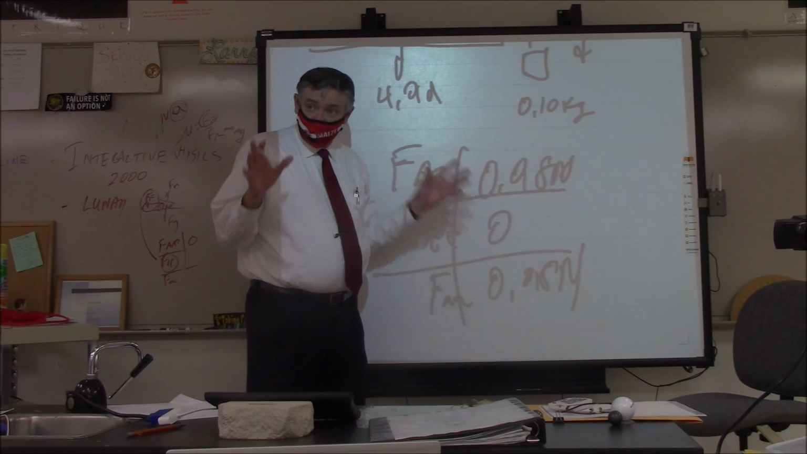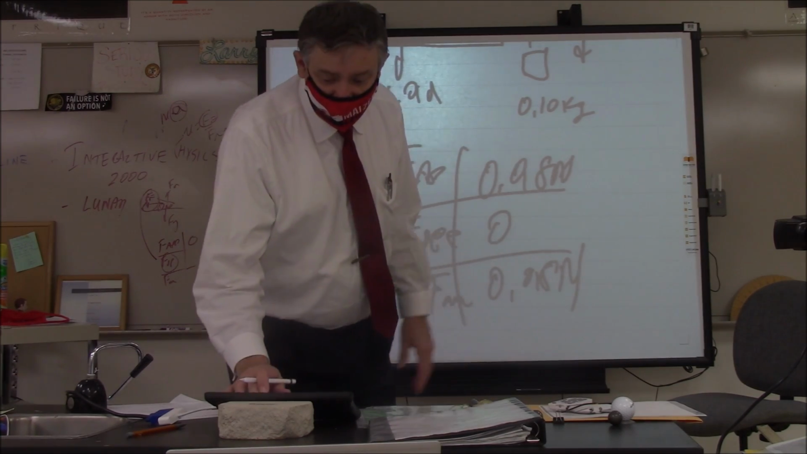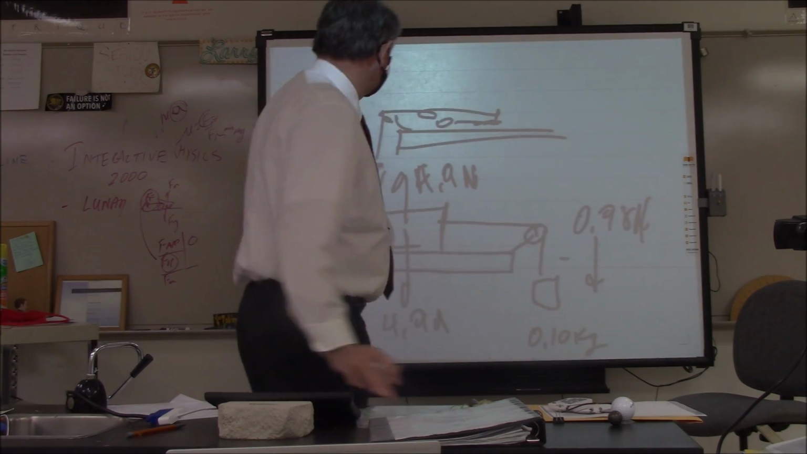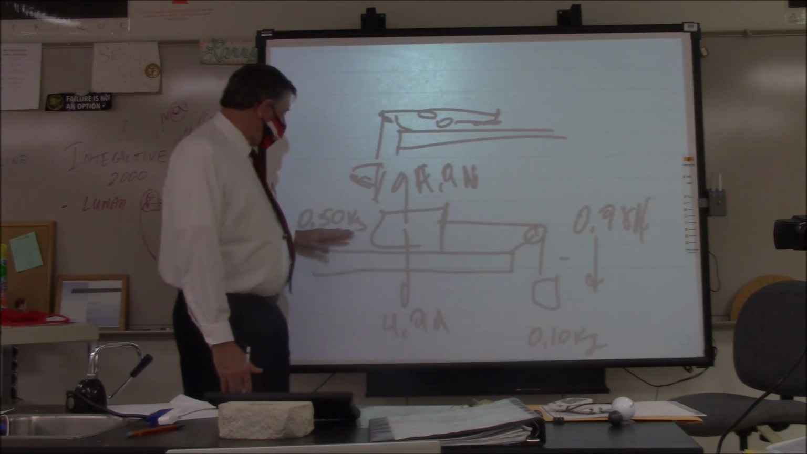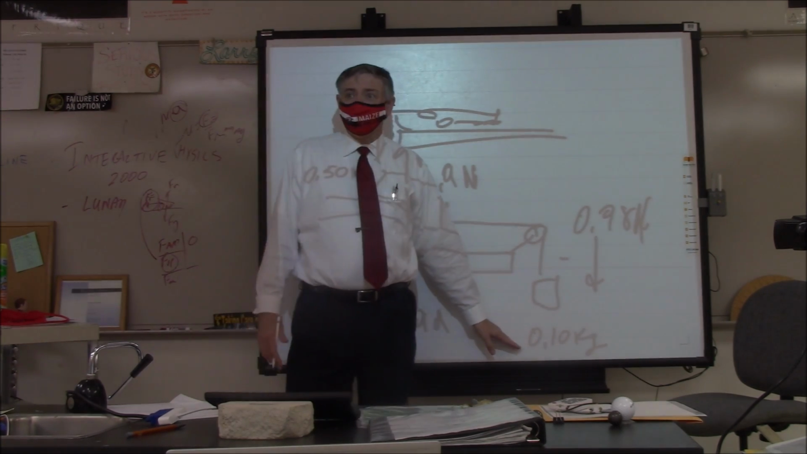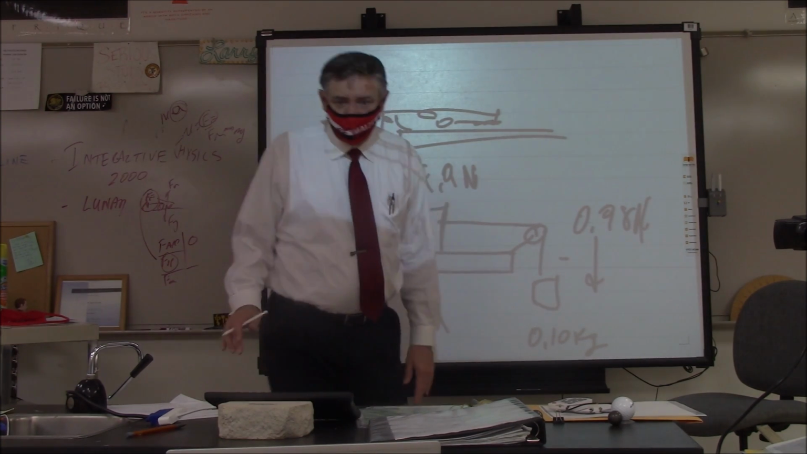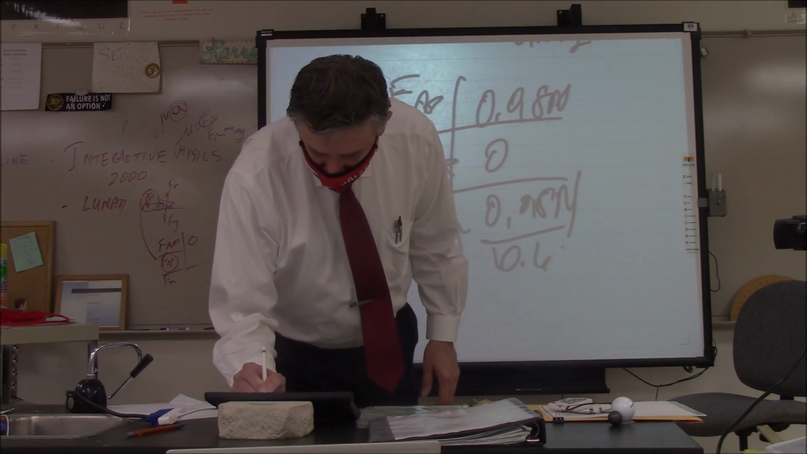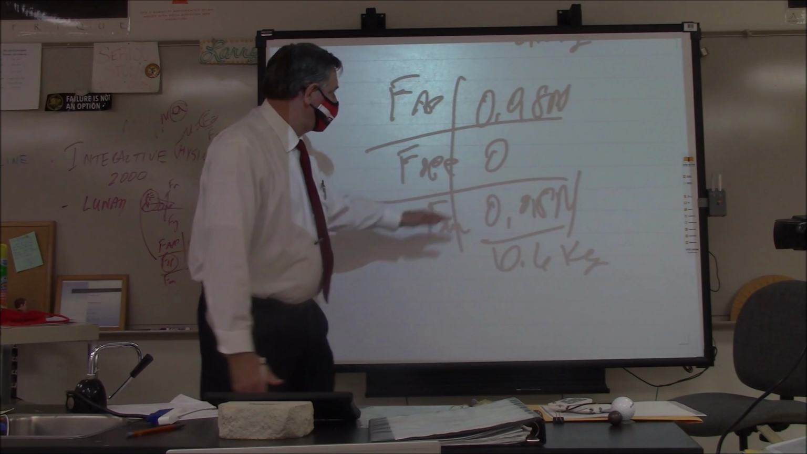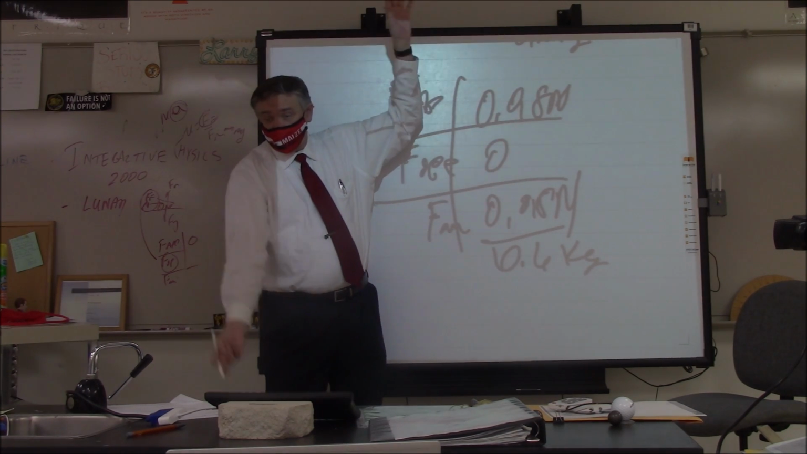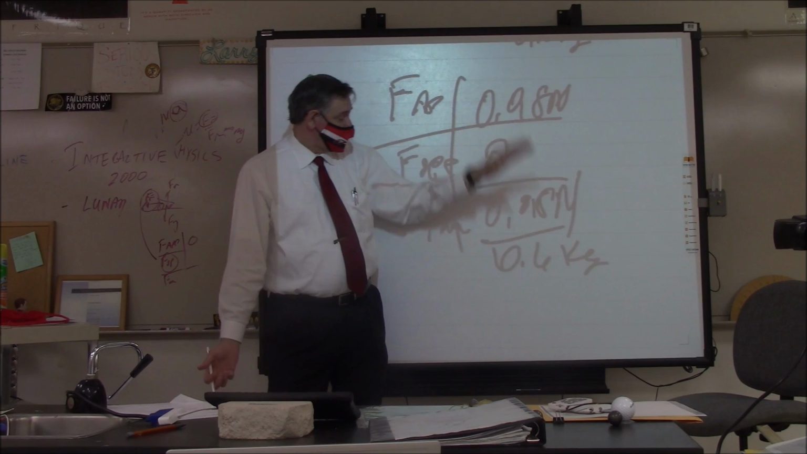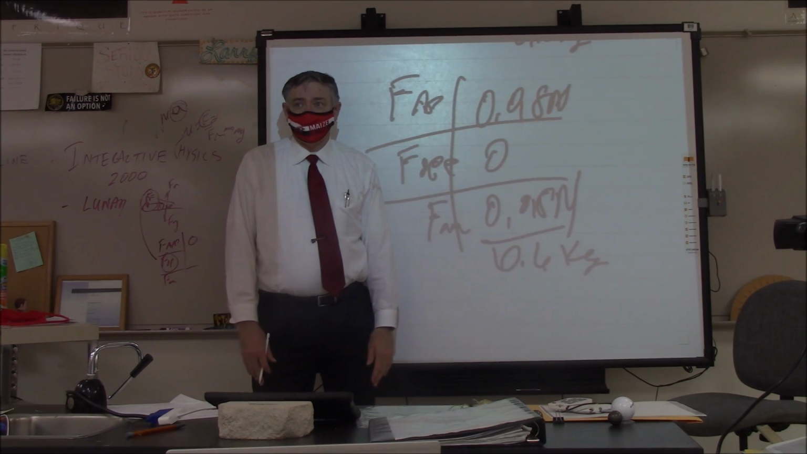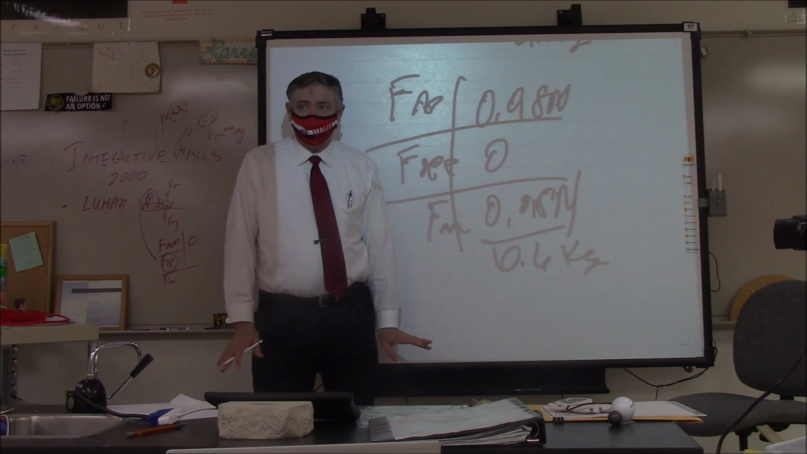Now, to get the acceleration, you divide it by the total mass of the system, which in this case is going to be 0.5 kilograms plus 0.1 kilograms. So the total mass of the system would be 0.6. So I'm going to take 0.98, which is what the gravitational force is, divided by the total mass of 0.6, there's my acceleration. That's it. Boom. There you go.